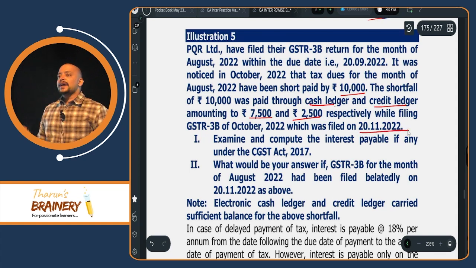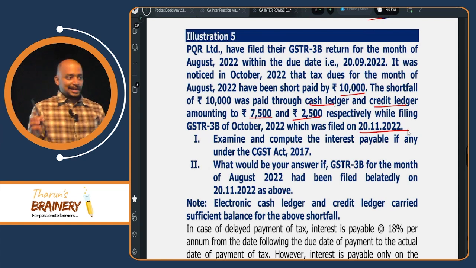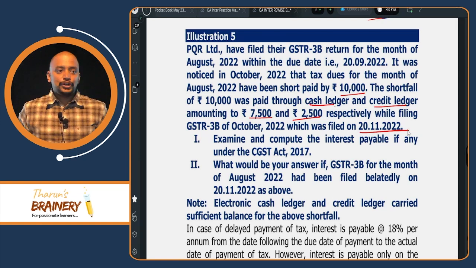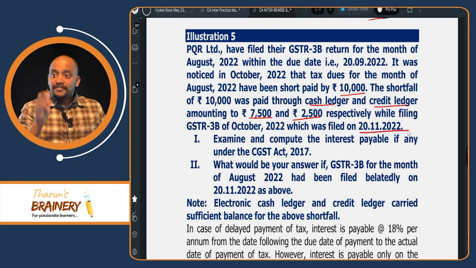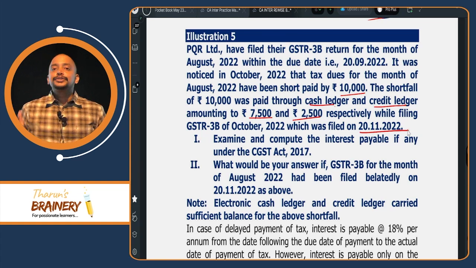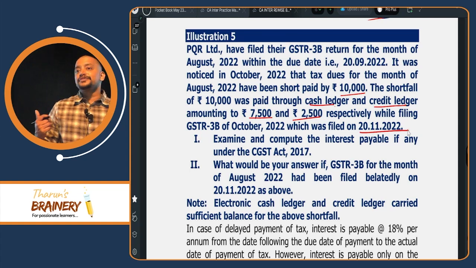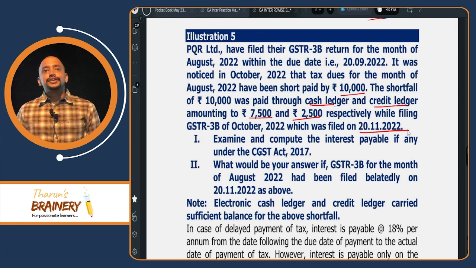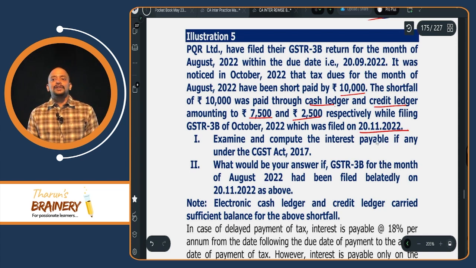Now, interest is payable on entire 10,000 or that money amount which is paid through cash ledger? Full 10,000. Full 10,000 we need to, because the 10,000 pertains to August and we did not pay in August. We paid at a later point of time. Now interest is applicable on entire 10,000 rupees. So 10,000 rupees we need to compute interest from when? Actually 10,000 pertain to which period? August. For August, what is the due date? 20th of September. So we need to count from 21st September till when it is paid? 20th of November.